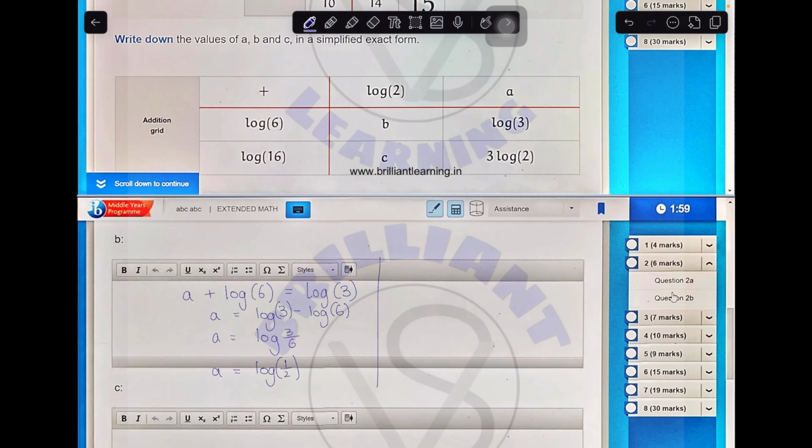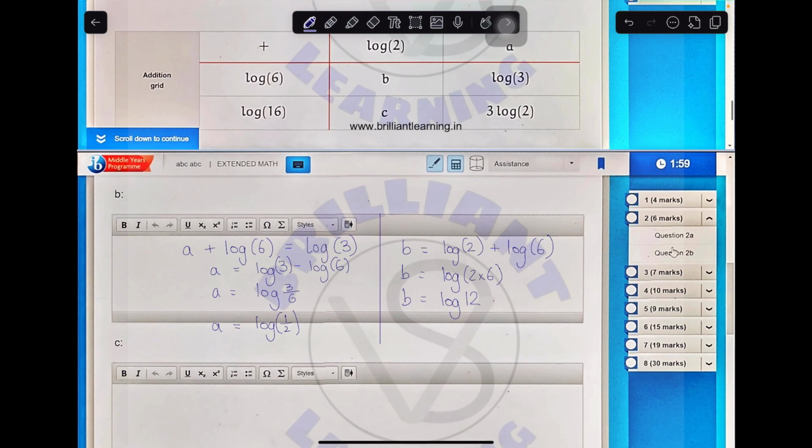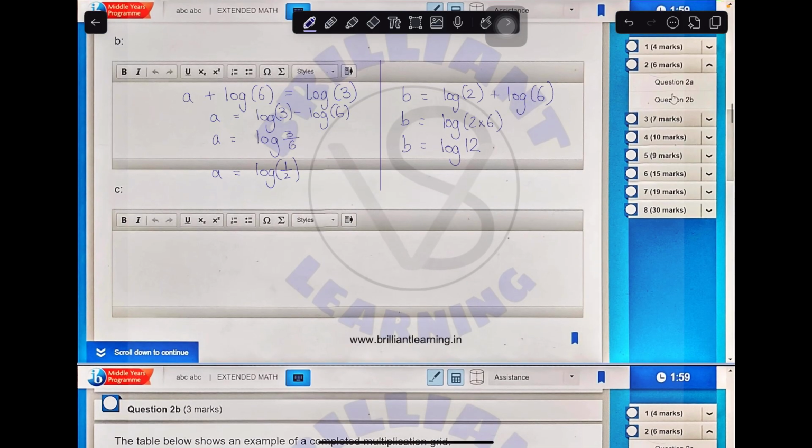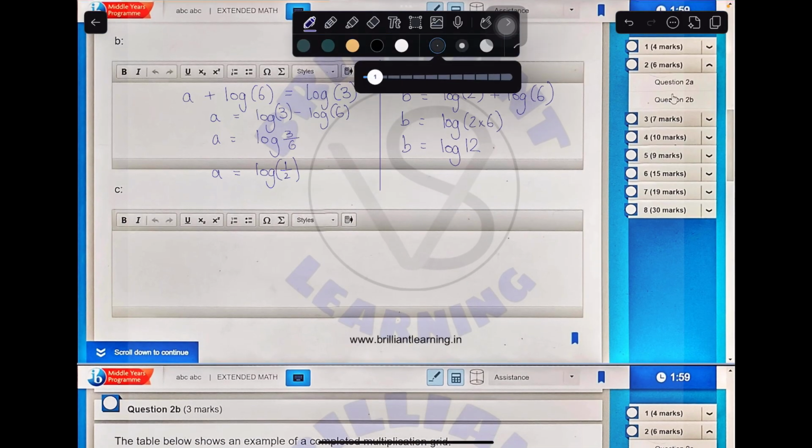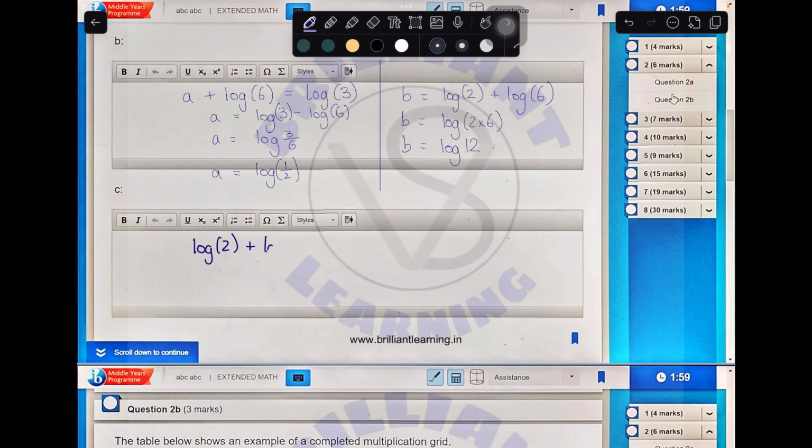So then I'll do B here. B is equal to log 2 plus log 6. Again, remember your laws of logs. When we're adding, we are multiplying. So B is log of 2 times 6. So B is equal to log of 12. And then for C, we have log 2 plus log 16. So let me just make my pen back to normal. Okay, so log 2 plus log 16, and that equals C.